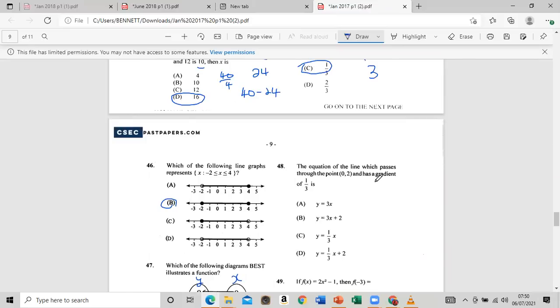Let's get ready to rumble. No need to worry. The equation of the line which passes through the point 0, 2 and has a gradient of 1/3. Now every straight line graph is in the form y is equal to mx plus c. So m is the gradient, so that's 1/3 x, and this 2 is the y-intercept. The y-intercept is where it cuts the y-axis. So this would be our answer.